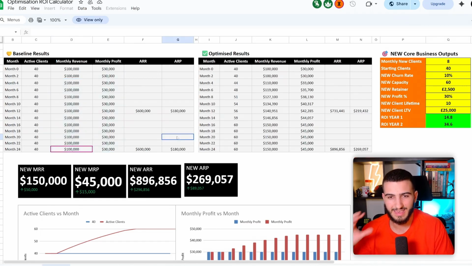And one of the key factors as you continue scaling that we keep on seeing time and time again with these agencies that come to us for help is that they are able to get clients. They know how to bring people through the door. The issue is that they can't get people to stay. And that's what slowly kills the business over time.